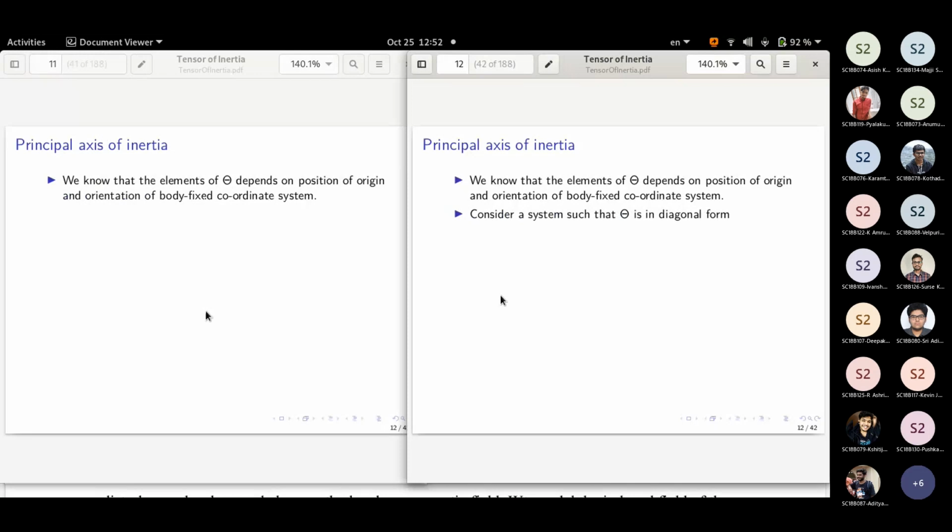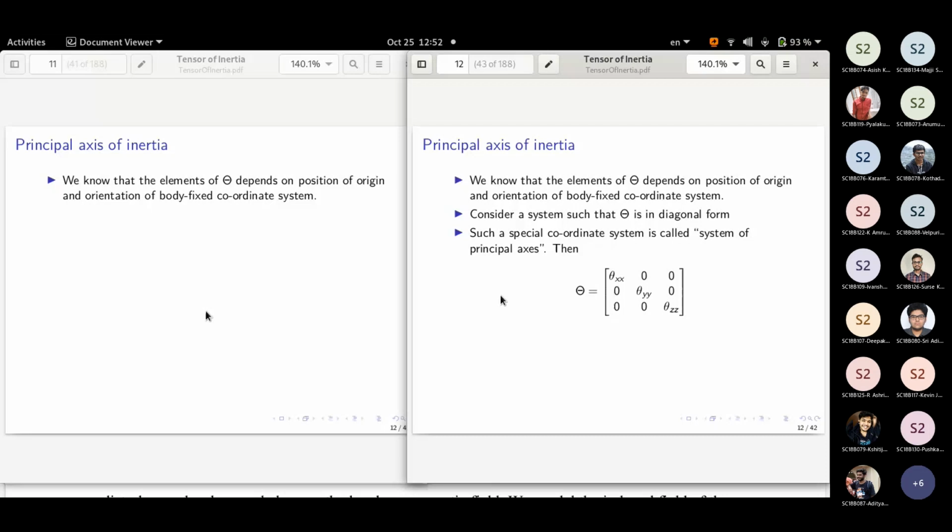Suppose we wish to have the tensor of inertia matrix in the diagonal form. Is it possible? Suppose that is possible. Then such a tensor of inertia matrix will have this expression. We will see that this is always possible if we choose an appropriate coordinate system. That is the proof we are going to give in a short while.